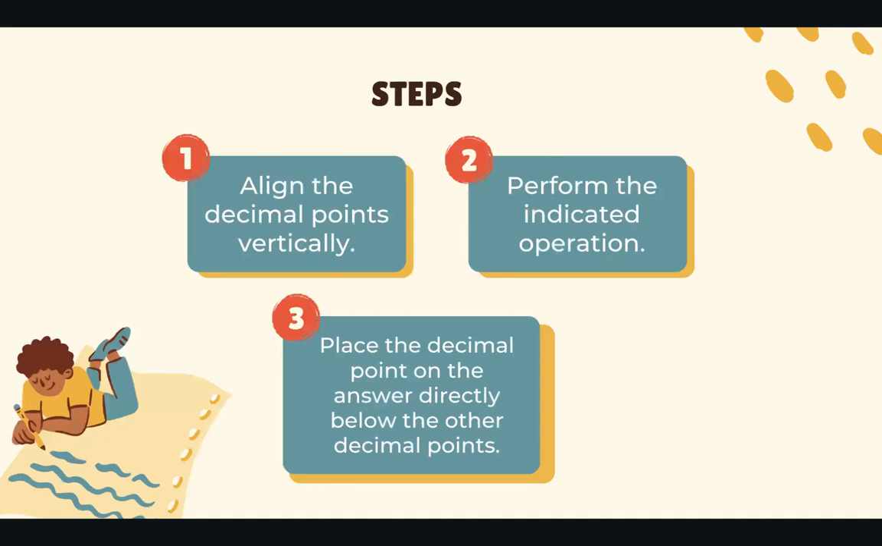These are the steps in adding and subtracting decimals. First, we need to align the decimal points vertically. Second, perform the indicated operation. Third, place the decimal point on the answer directly below the other decimal points.